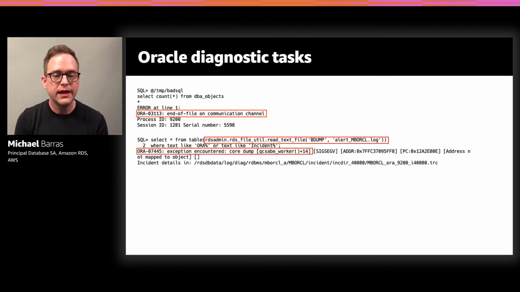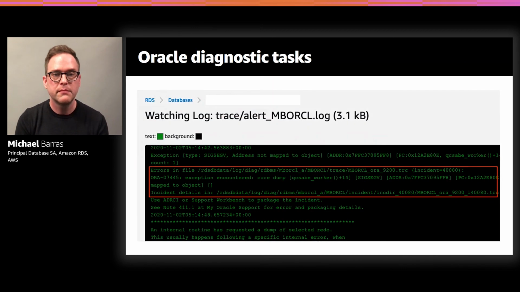Here I've run a SQL command in my database that has caused my session to terminate unexpectedly. This usually indicates a server process crash or core dump due to an internal error like ORA-600 or ORA-7445. I can use the RDS file util package to query my text alert log, and sure enough, I see an ORA-7445 was reported. I can also use the AWS console to view and even tail my alert log and see the same information.